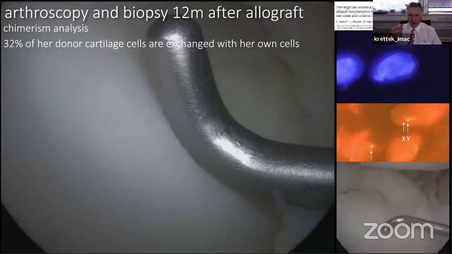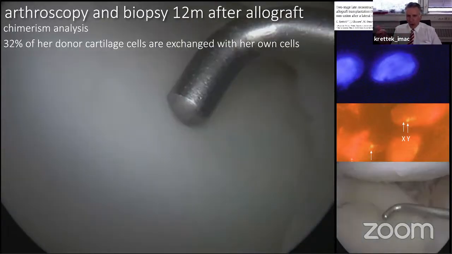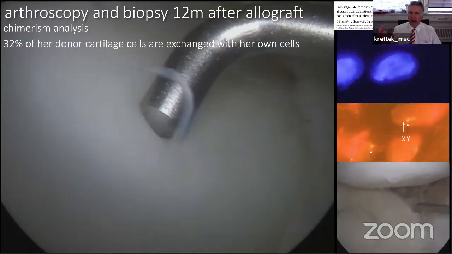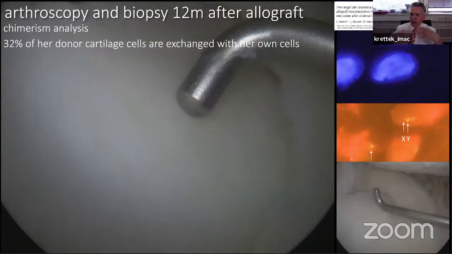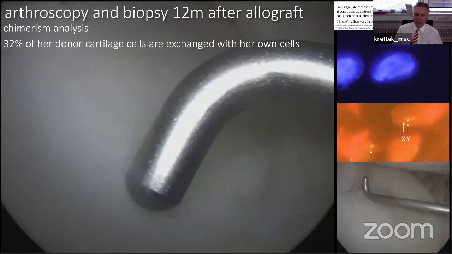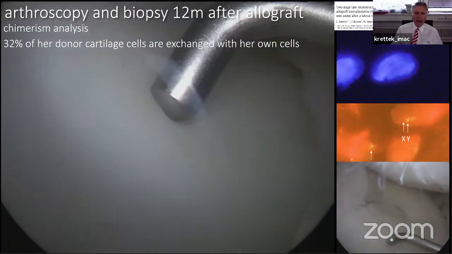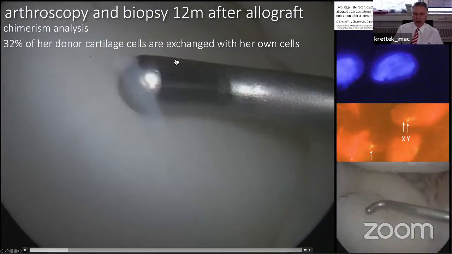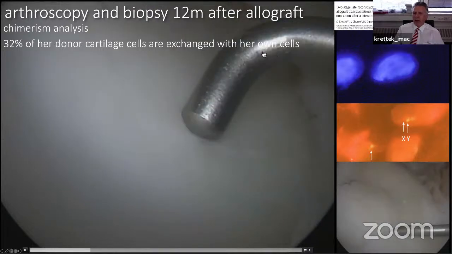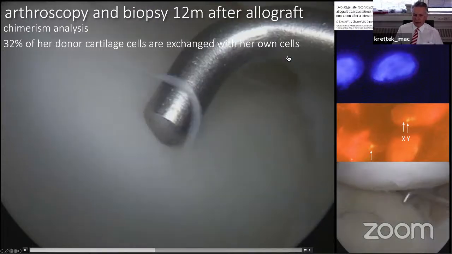Are these still donor cells, or are these recipient cells which have been replaced over time with a chimerism? And the result was that 32% of her donor cartilage cells were exchanged with her own cells.